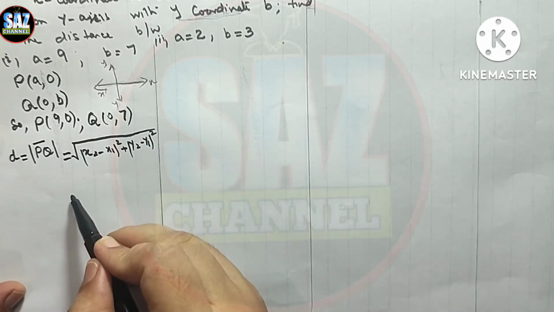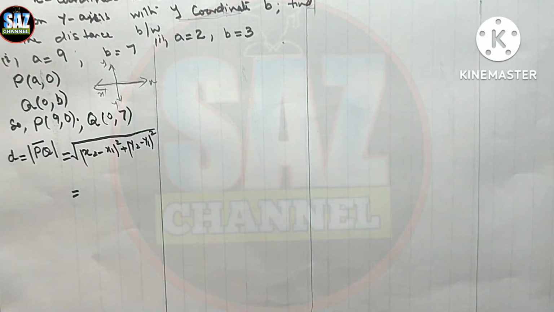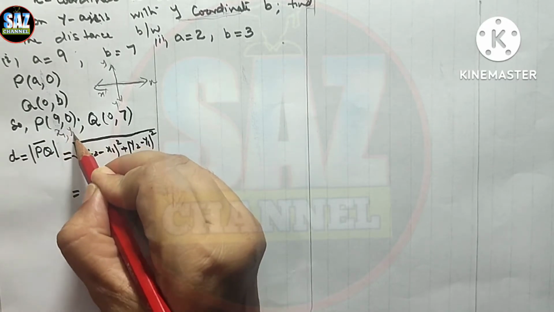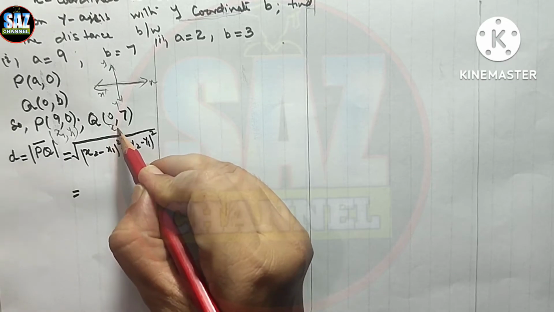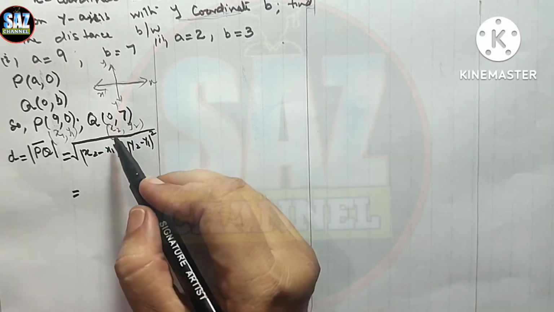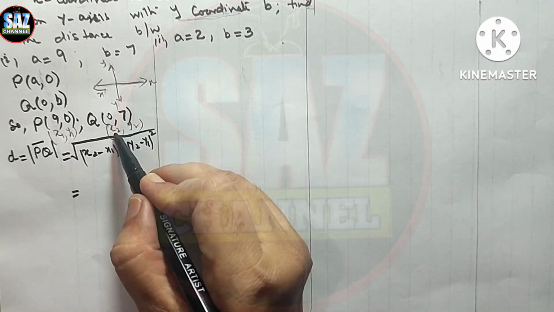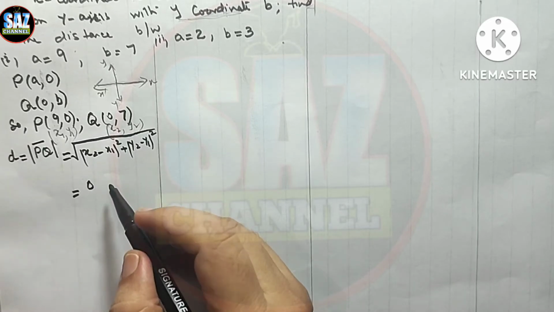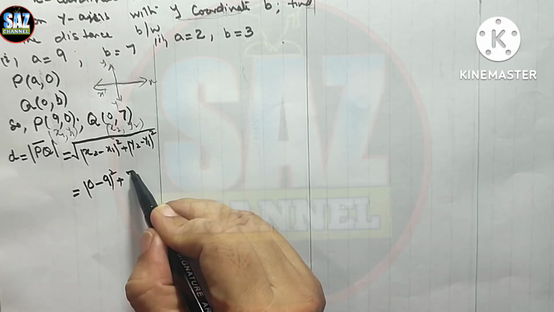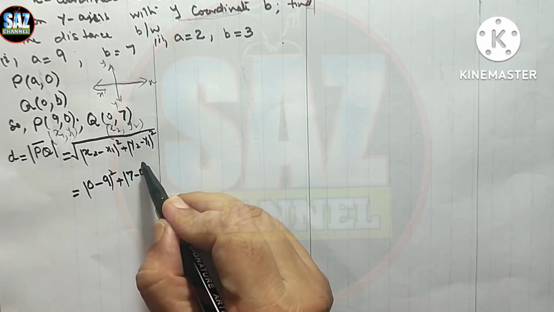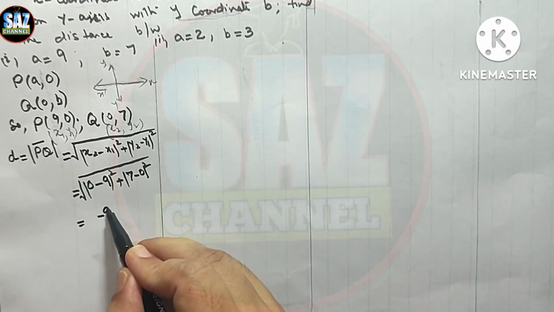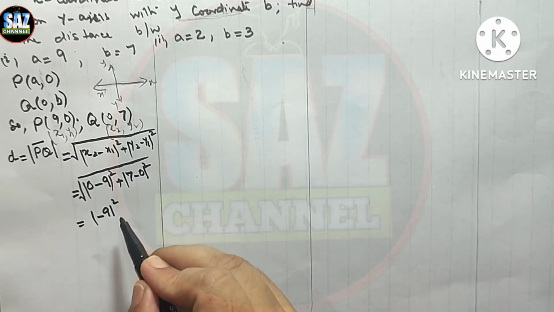Now I hope if you have watched and understood the previous lesson, you are clear that the coordinates of the first point are x1 y1 and the coordinates of the second point are x2 and y2, and never write the y value in the beginning. This is also one of the common mistakes. So x2 minus x1, which will give me 0 minus 9 whole square plus 7 minus 0 whole square, square root. 0 minus 9 is minus 9 square, plus 7 square.